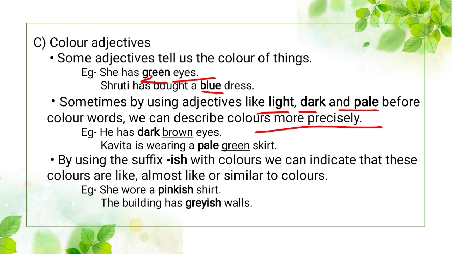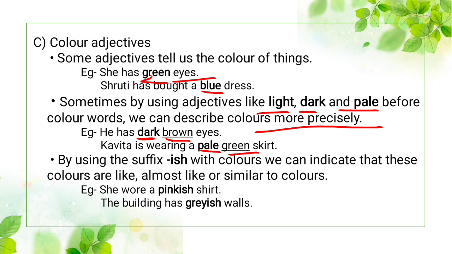Here we can see that dark is used before a color word, that is brown, to describe the color of the eyes more precisely. Next example is Kavita is wearing a pale green shirt. Here we can say that the word pale is used with the color word green to describe the color of the shirt more precisely.